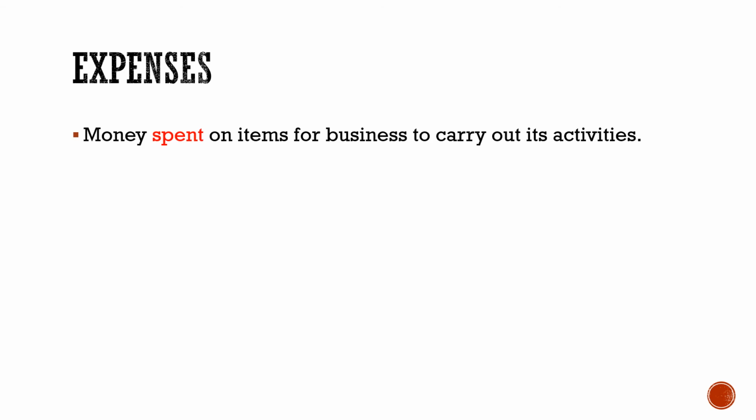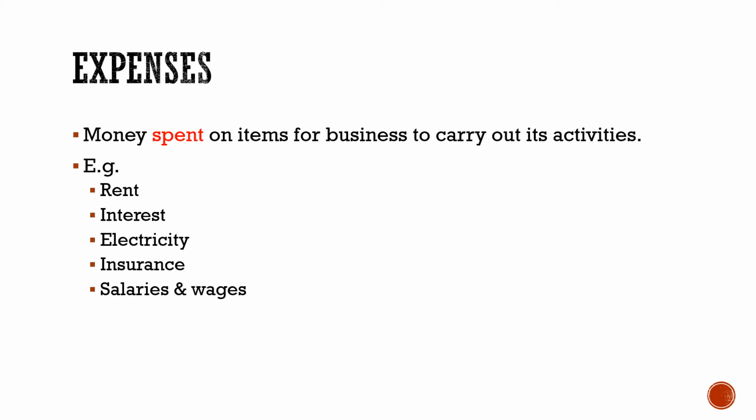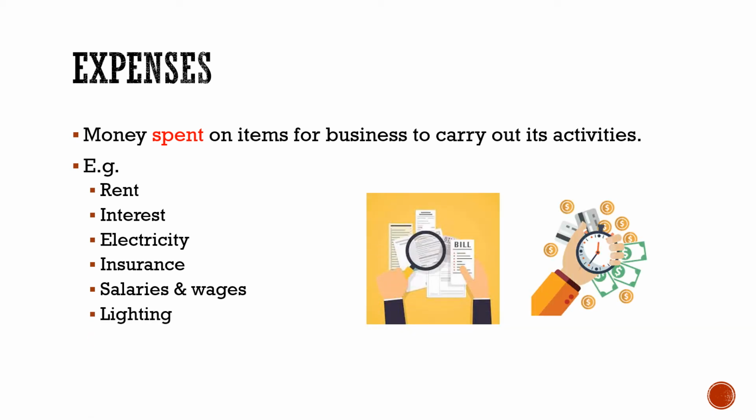Expenses. Money spent on items for a business to carry out its activity. You can think of yourself, for you and your parents, what are your expenses? You pay for rent, you pay for insurance, you pay for school fees, all these are expenses. So what are the expenses of a business? Rent, interest, electricity, insurance, salary and wages for the workers, lighting, and so on.